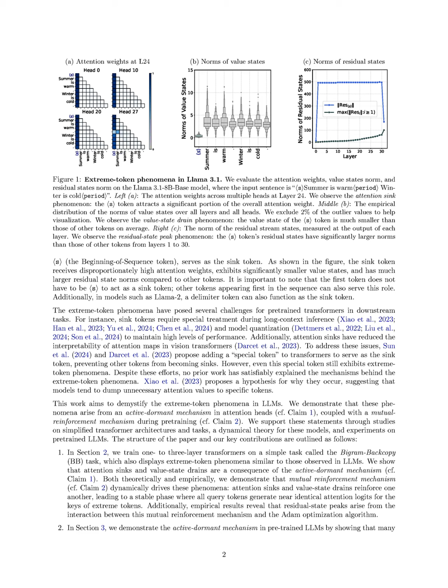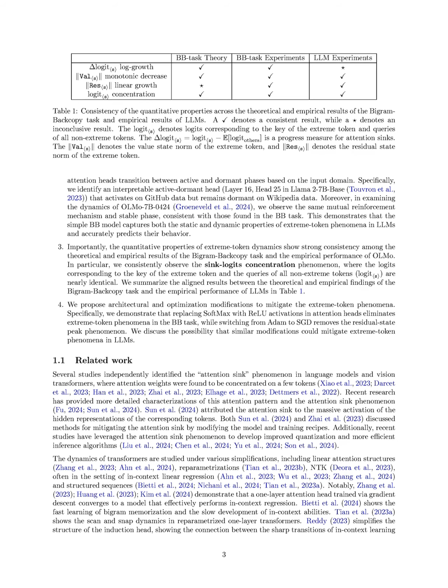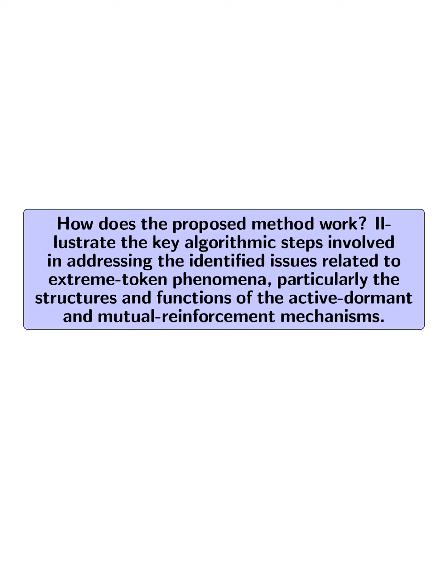The extreme token phenomena also result in attention sinks and value state drains, where non-extreme tokens contribute minimally to the residual stream, further degrading model performance. By introducing architectural modifications, such as replacing softmax with ReLU activations, the method seeks to eliminate these extreme token behaviors, thereby enhancing the model's ability to generalize and interpret attention maps effectively. Ultimately, the goal is to improve the overall performance and reliability of LLMs in various applications by mitigating the adverse effects of these phenomena. How does the proposed method work?